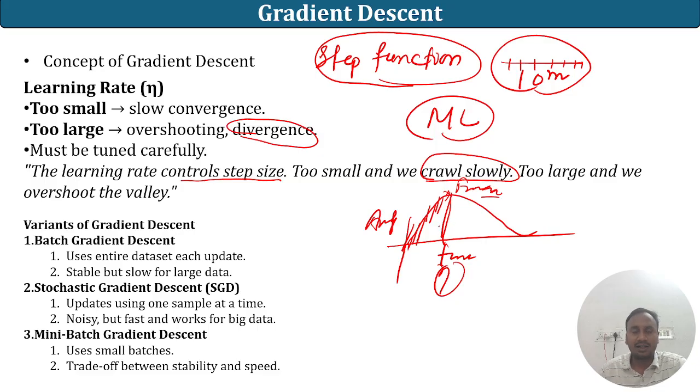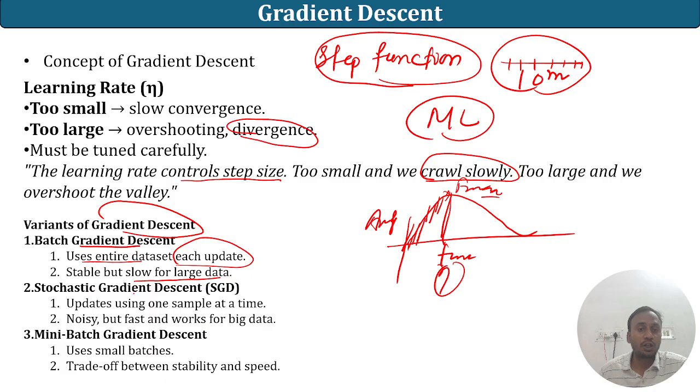So this is how the learning rate comes into the picture. What are the types of gradient descent we have? First one is batch gradient descent. It uses the entire data set for each update. We'll take one batch and take the slope of that. It means stable but slow for large data.